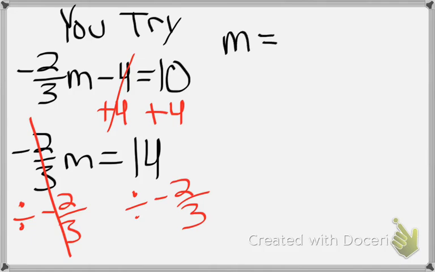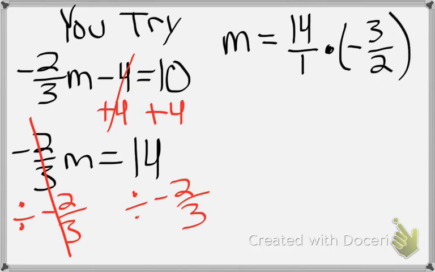Now on the right side, it might be time for you to show your work. Use your fraction skills. So you're going to have 14 over 1, and now you're dividing by a fraction. Remember how to divide by a fraction. You multiply by the reciprocal. It's still negative, but we flip it, so it's 3 over 2. So now use your fraction skills to find out what this equals, and you'll have your answer.